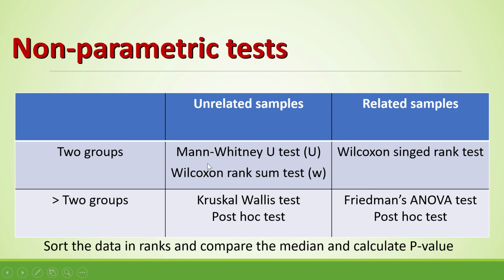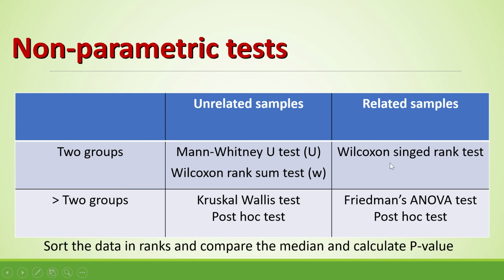Another test that is similar to the Mann-Whitney U test is the Wilcoxon rank sum test. If you have more than two groups, three, four, five, and so on, and your groups or samples are unrelated, then the Kruskal-Wallis test is the one to use. Then we follow that by a post hoc test, and I will explain later on why we need to do a second test following the first one.